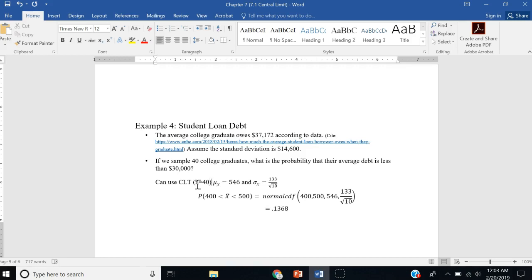Now, of all the different samples of size 40 we could get, the average of those samples must be 37,172, which is our original average. And of all the samples of size 40, our standard deviation has to be 14,600 divided by the square root of 40.